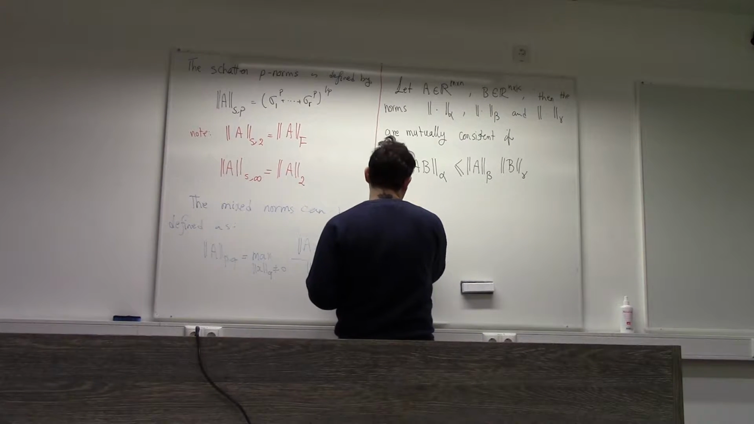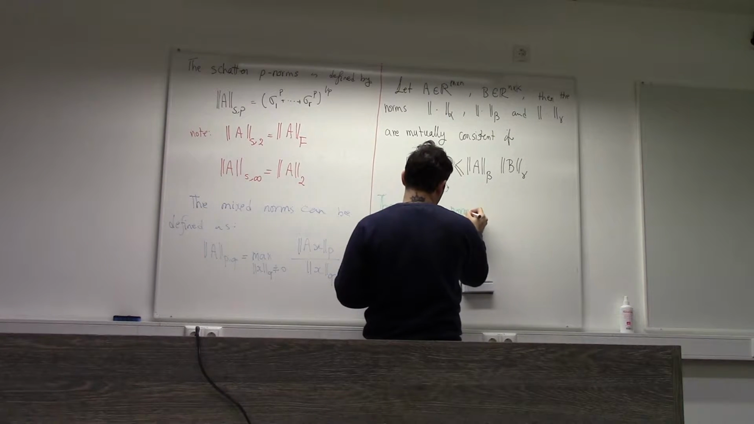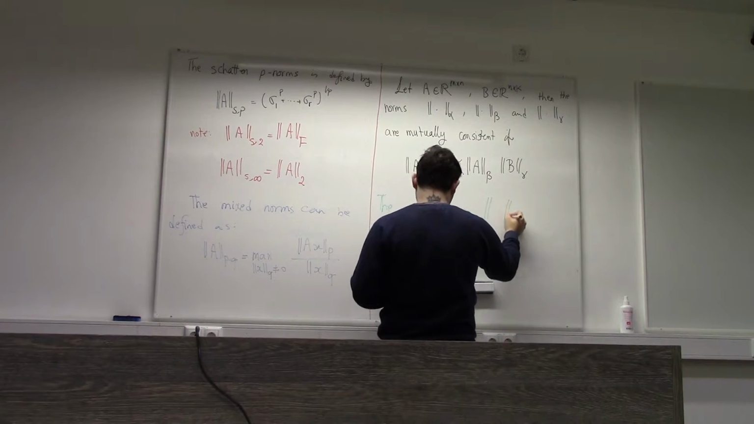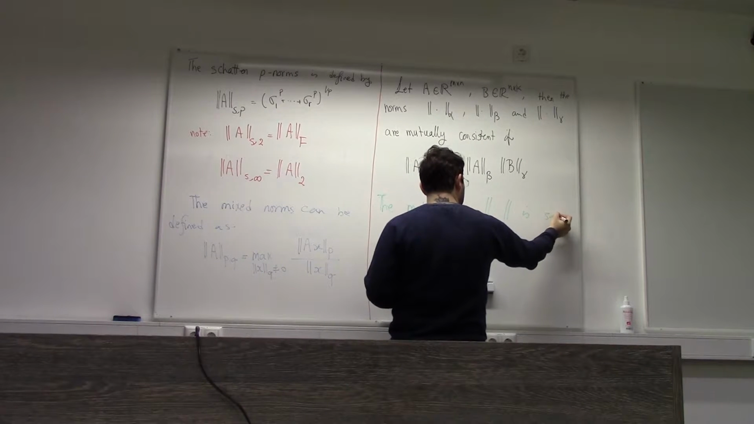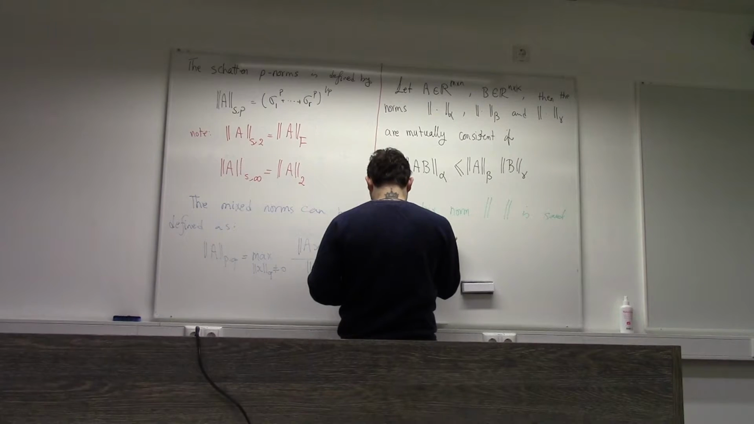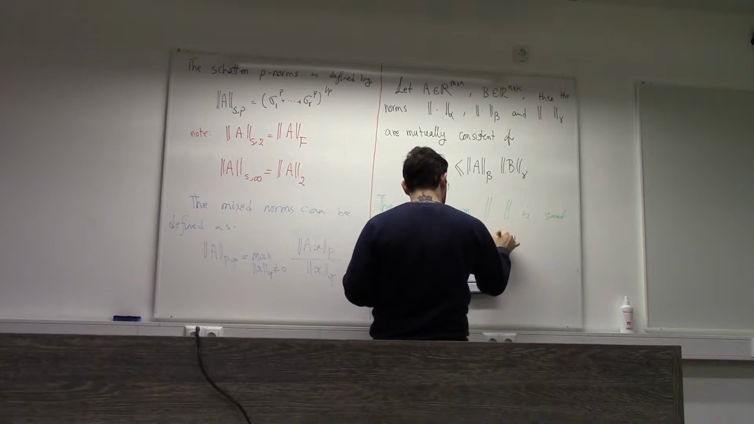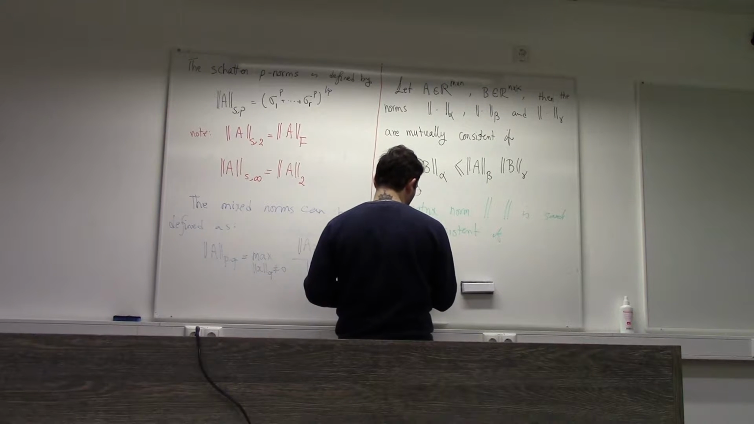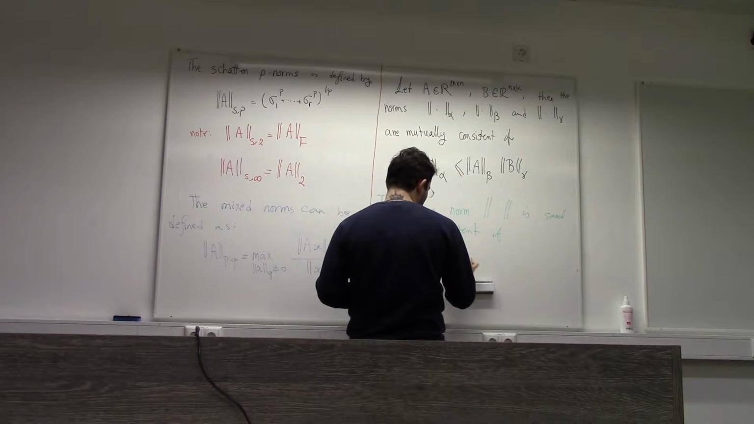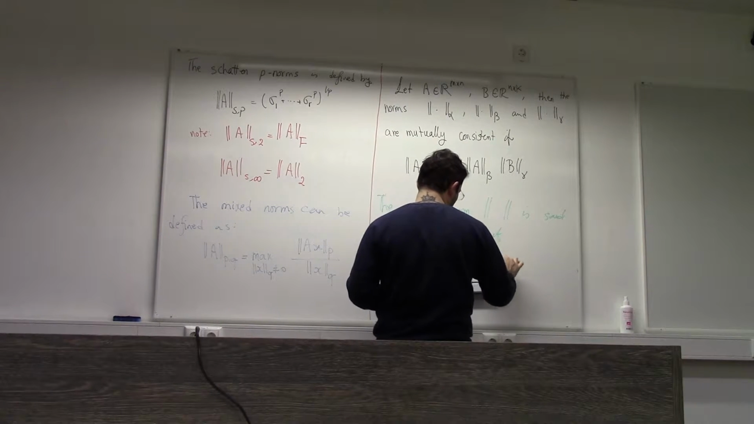The matrix norm is said to be consistent if, for the above A and B, the norm of AB is less than or equal to the norm of A multiplied by the norm of B.